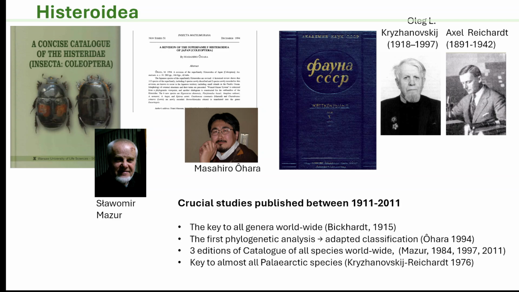For histeroids, there is also lots of work done. The older founding research for histeroids, to establish the classification and so on, was done mainly by Axel Reichard and Oleg Krzyżanowski. Both of them were based in Russia, or the area of Russia. Then Slavomir Mazur, the Polish researcher, did lots of studies on species-level systematics, and he also compiled the catalog of all species. And Professor O'Hara did lots of work on establishing the classification as well. So this is what we have now.